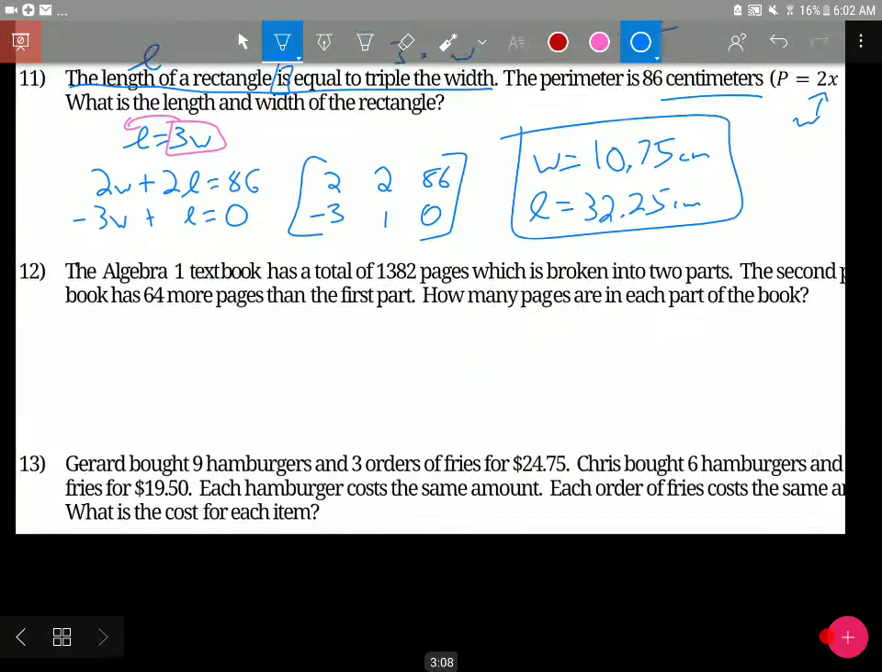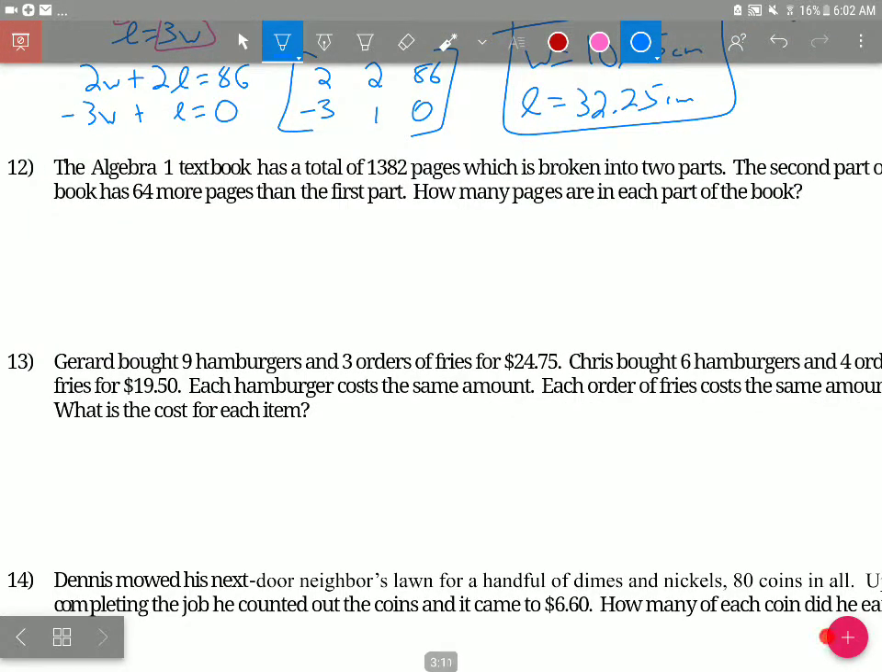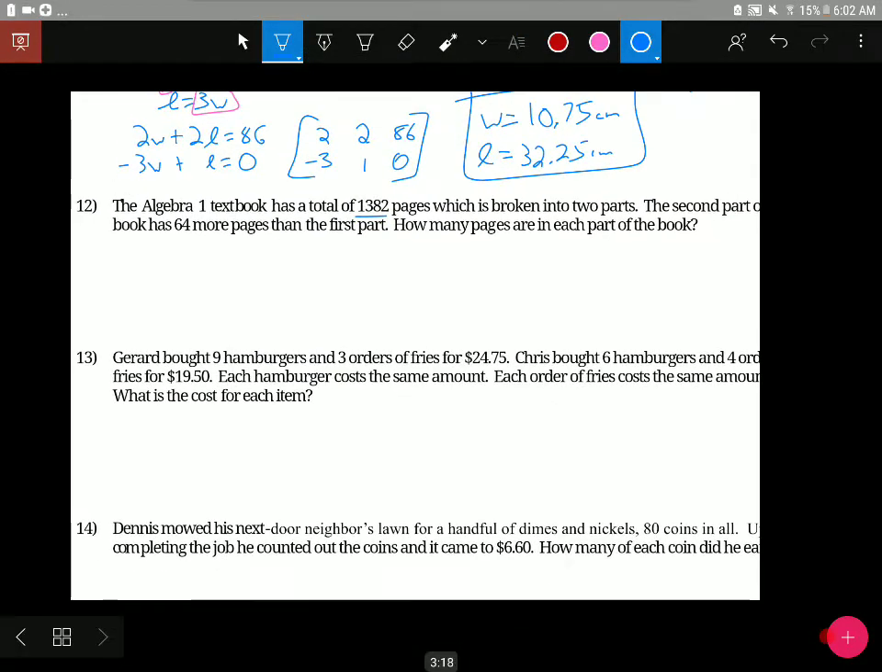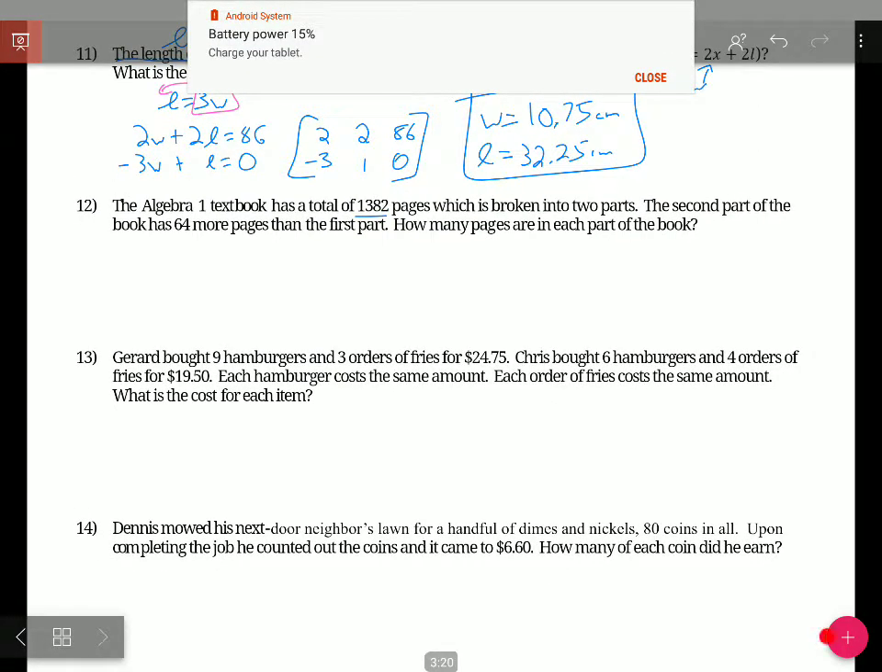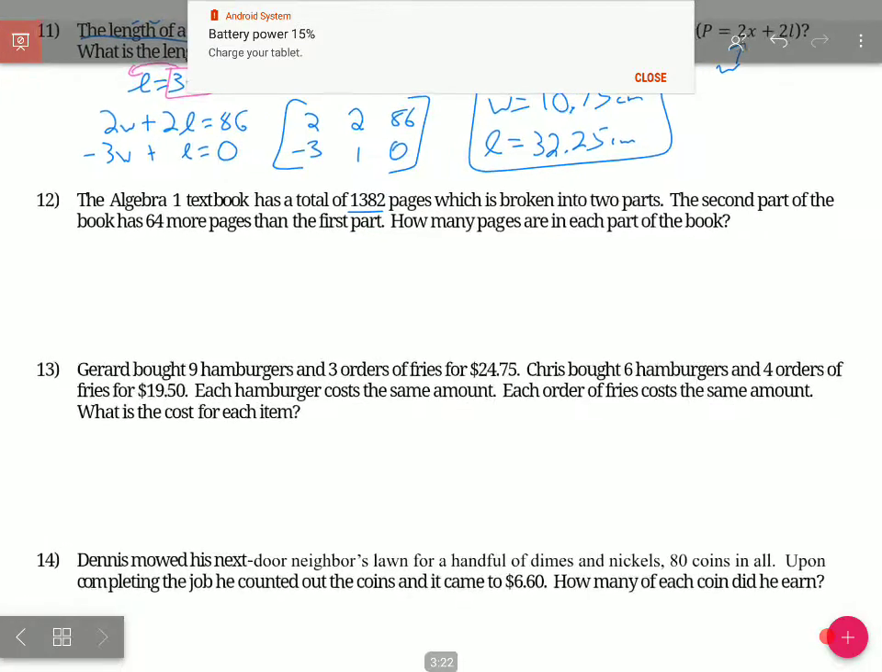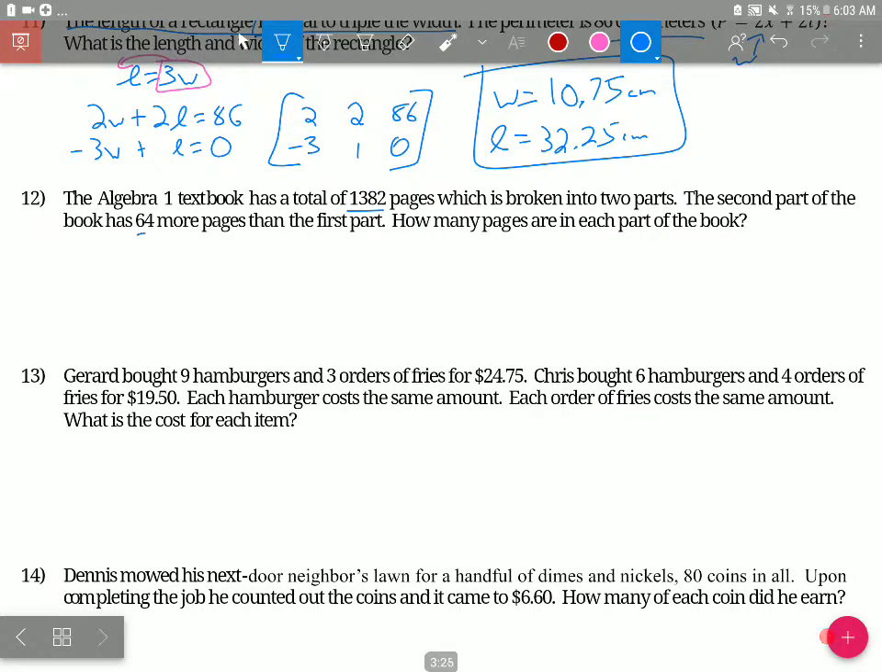Alright, number 12. The Algebra 1 textbook has a total of 1382 pages, which is in 2 parts. The second part of the book has 64 more pages than the first part. How many pages are in the book? Well, it has a total of this. And it's 2 parts, so we'll call it the first part and the second part. Cool? So if it's a total, it's just first plus second equals 1382.